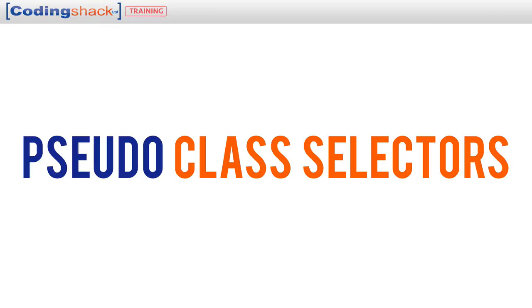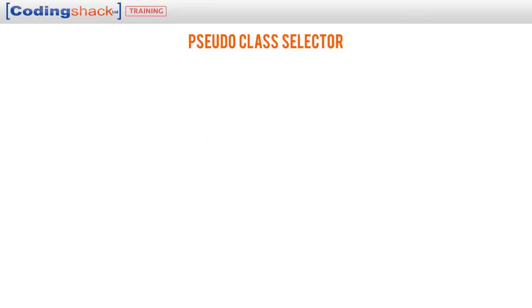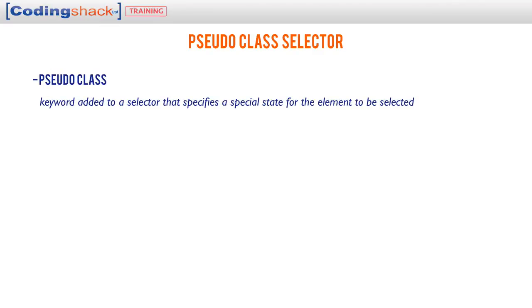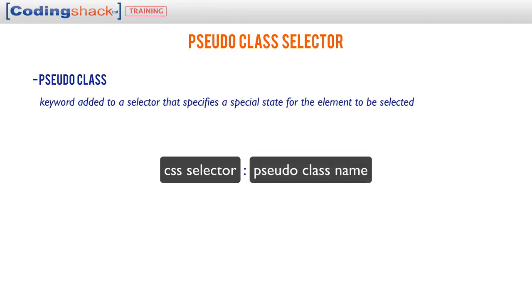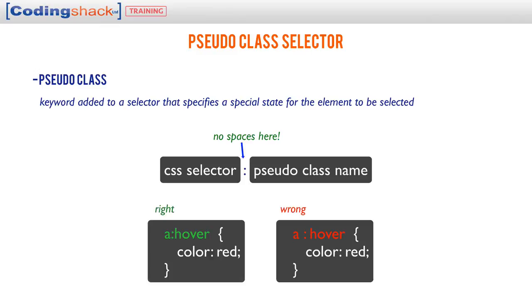Hi! In this lesson, we are going to take a look at pseudo-class selectors. A pseudo-class is a keyword added to a selector that specifies a special state for the element to be selected. They are very cool in that they let us apply styling to an element when that element is in a special state. The syntax is quite simple. Just add a colon and then the name of the pseudo-class to the selector. Again, remember to avoid any space, otherwise the browser will interpret that as a descendant selector.